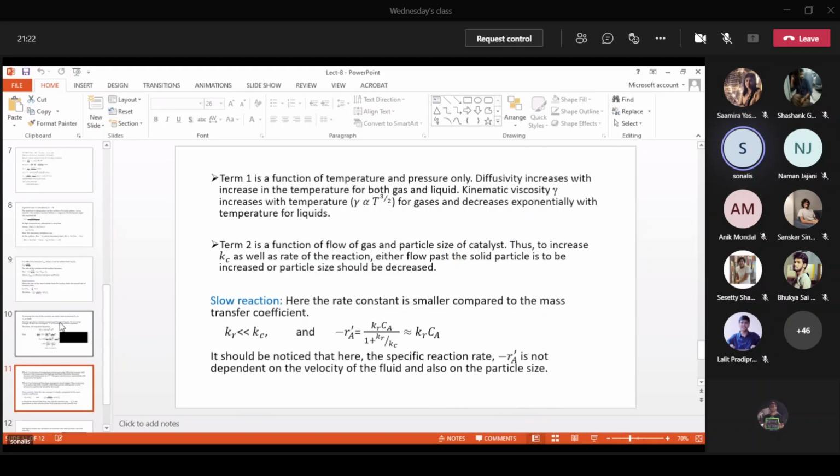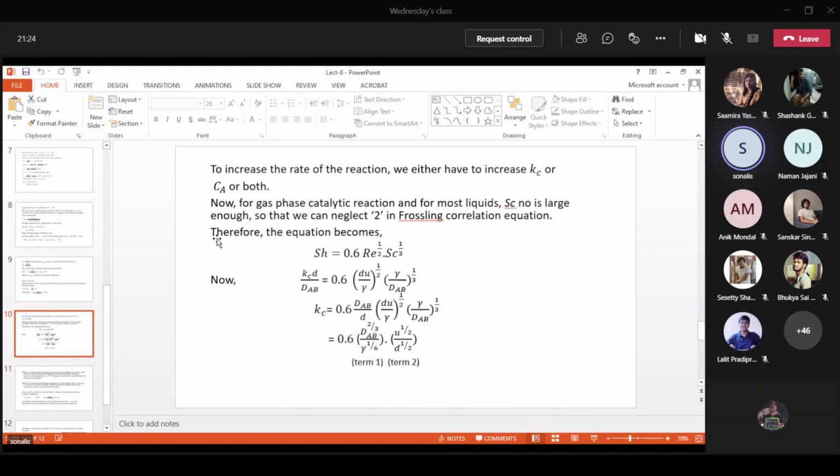We have said that for increasing the rate of the reaction, either we have to increase Kc or we have to increase Ca, or both. So we can obviously increase Ca, but how to increase Kc? This is given.